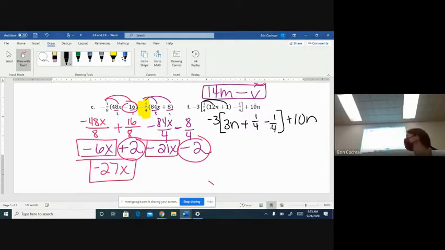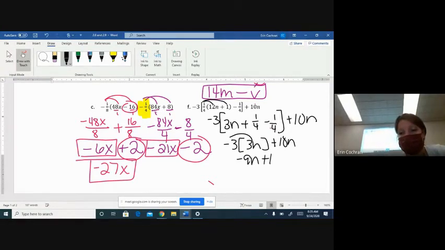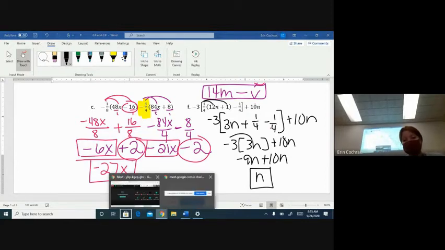Okay. Combine like terms inside. So what happens to the 1/4 and negative 1/4? It cancels out. So we have -3 times 3n plus 10n. Then what would I do? Multiply -3n, right? So -3 times 3n is 9 plus 10n would be this n. Good. Perfect. All right, that is 2.8. Okay. Is there any questions?